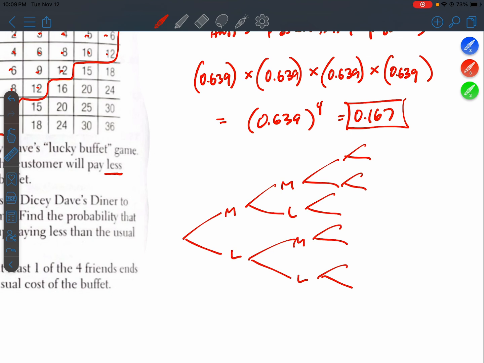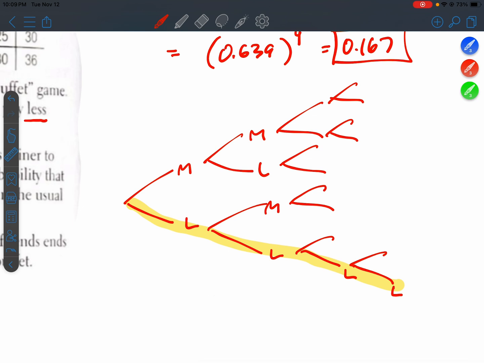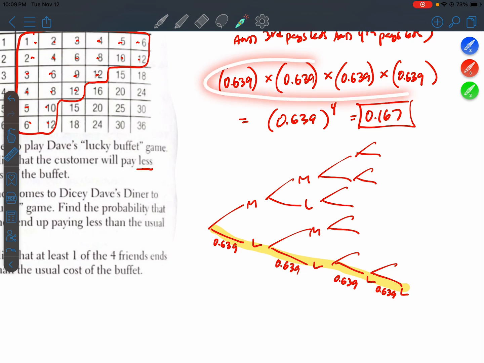Even though this tree diagram would have many, many branches, we only care about one particular set of branches, right? And that's the set where the first friend, the second friend, the third friend, and the fourth friend all end up paying less. Now the value on each of these branches is 0.639. And so we would end up doing the same calculation, right? 0.639 raised to the fourth power.